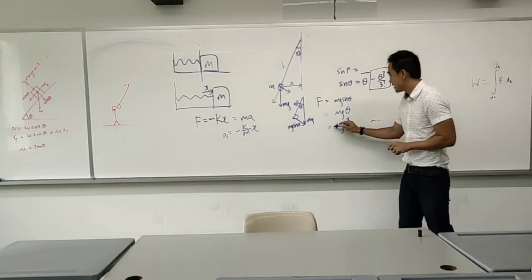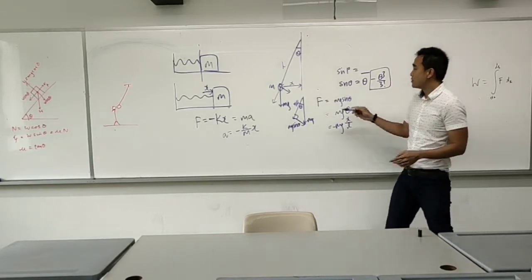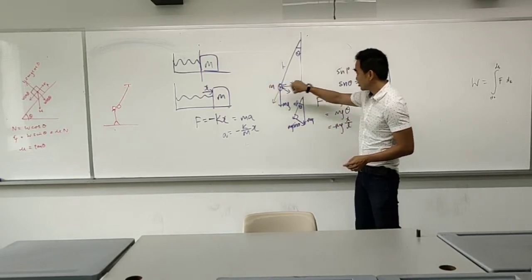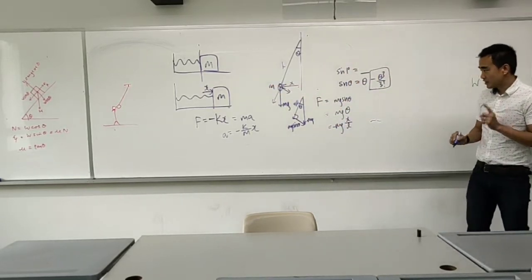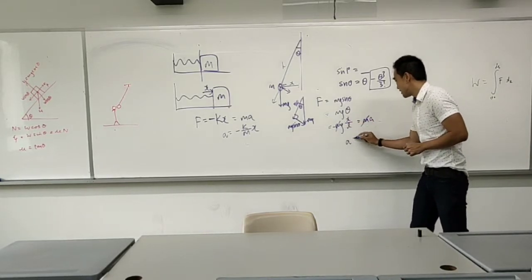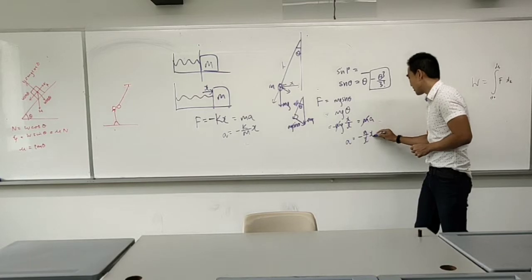Now we need to put a negative sign over here. Why? Because x should be measured from here to here. Therefore, the force is actually in the negative direction. Now this is equal to ma, and you can strike out the m. a is actually equal to minus g upon L x.